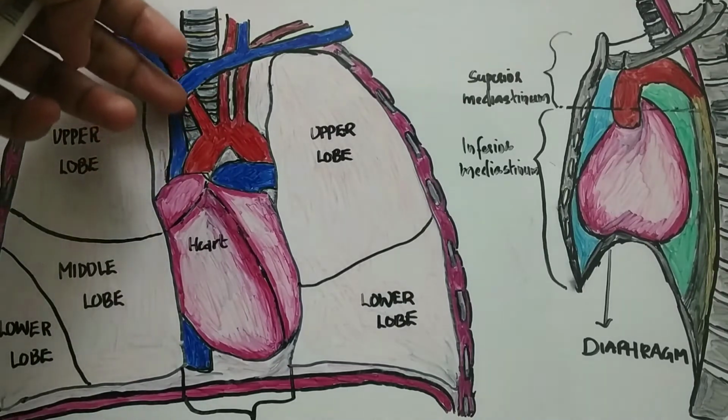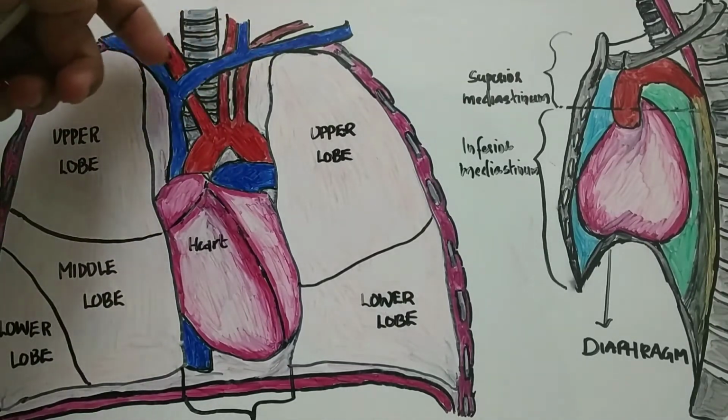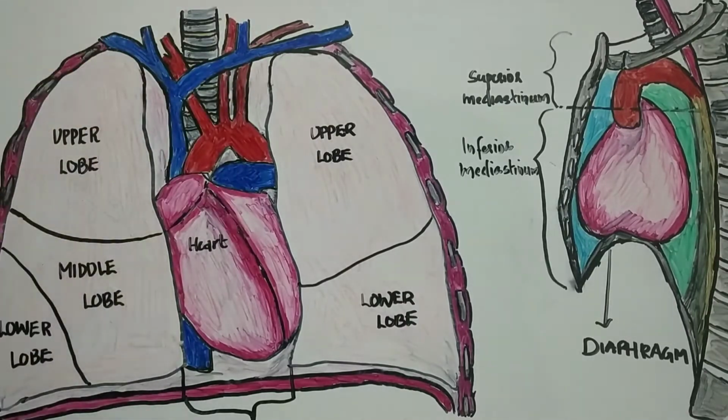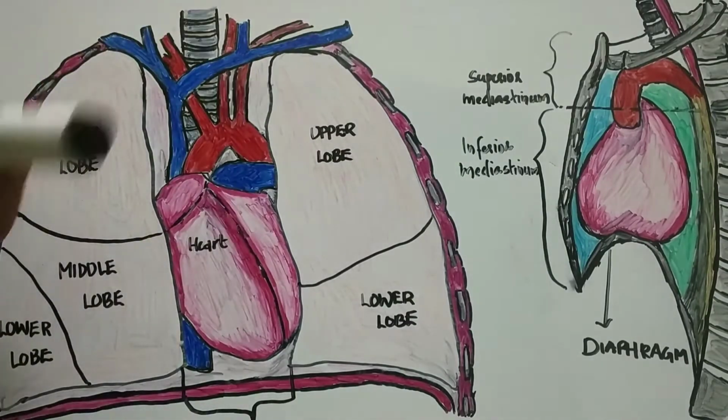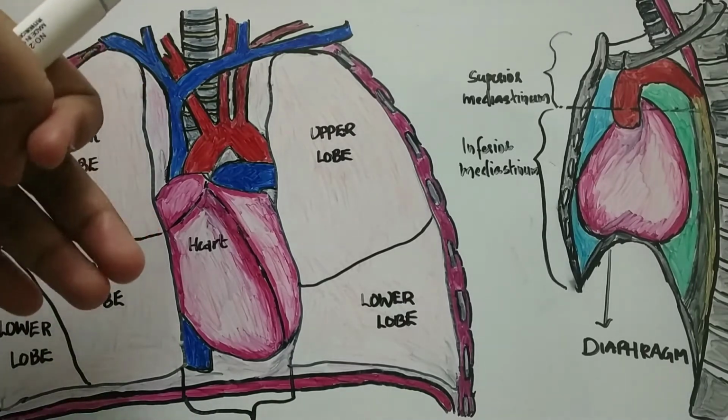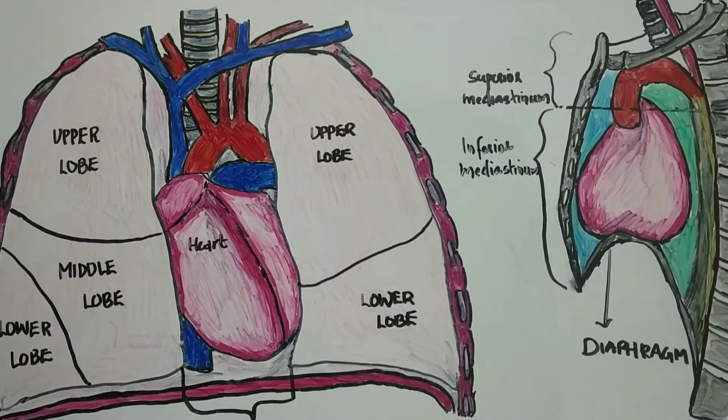Next are the veins. You can see the upper part of the superior vena cava, right and left brachiocephalic veins, and the left superior intercostal vein. And the nerves: you can see the vagus nerve, phrenic nerve and cardiac nerves on both sides, and the left recurrent laryngeal nerve. You can also see the thymus, thoracic duct and lymph nodes. They are the paratracheal, brachiocephalic and tracheobronchial lymph nodes. These are the contents of the superior mediastinum.